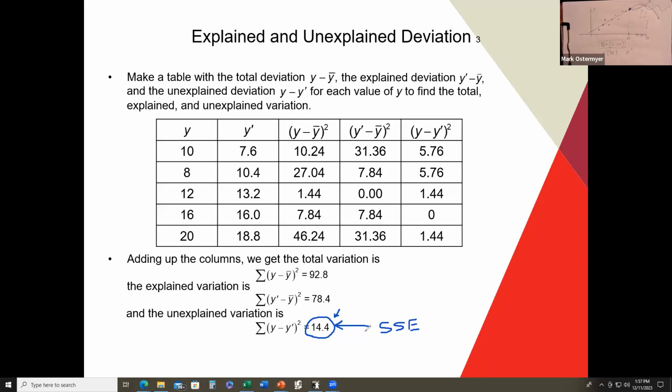Well, this sum of squared errors is also called the unexplained variation that exists. The explained variation is always the difference between the predicted y values and the mean of all our y coordinates of all our ordered pairs. And you can see that the sum of these two variations here is equal to the total variation of 92.8. That's the total variation.